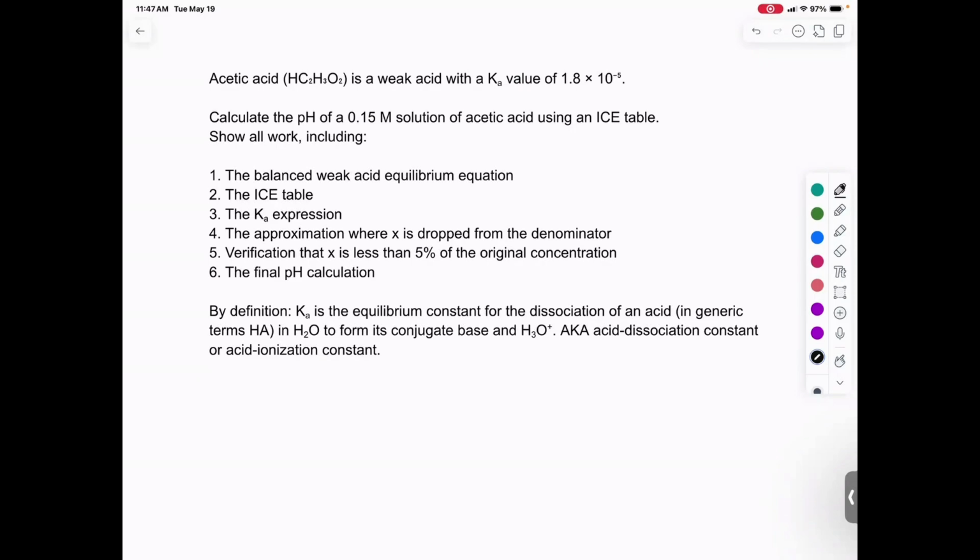Keep in mind when you do the pH of a base, there are a couple things on the back end you need to adjust for. I'm starting you off with simply a weak acid. Acetic acid is very common when you're doing these types of problems. And the questions are pretty basic.